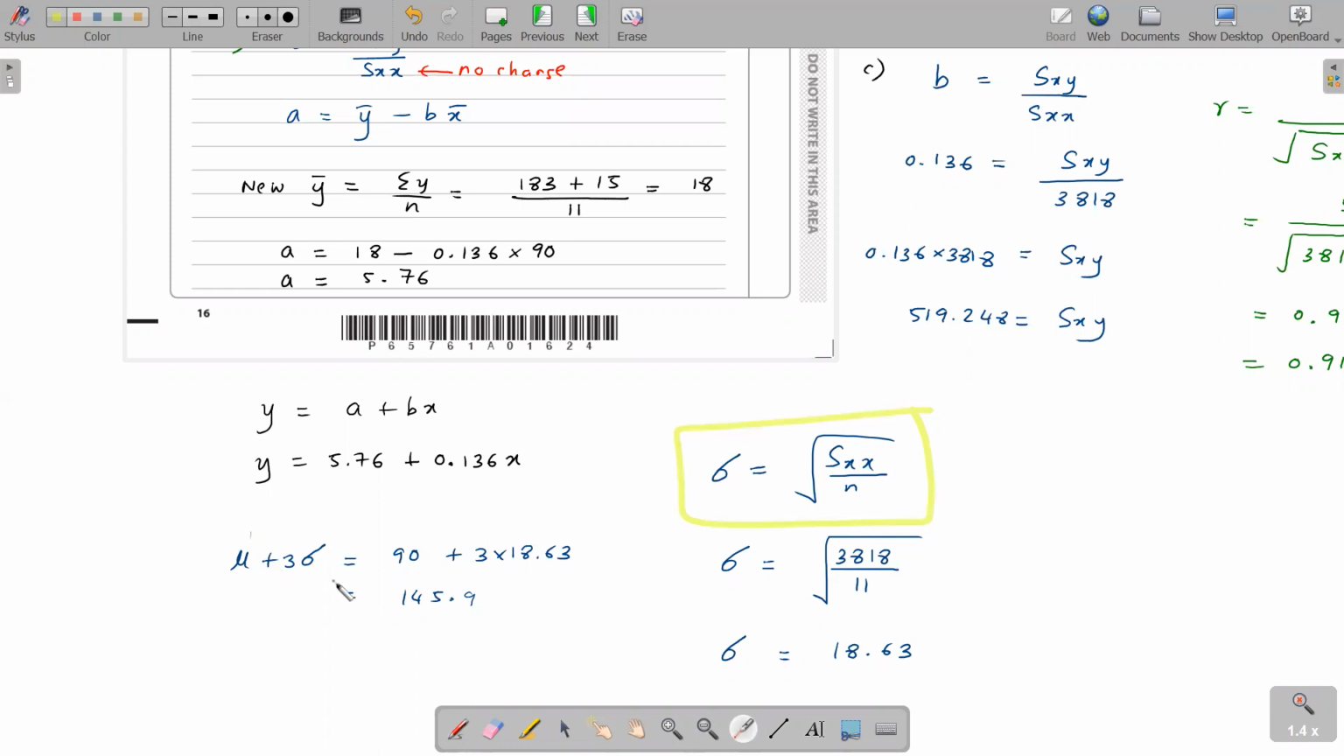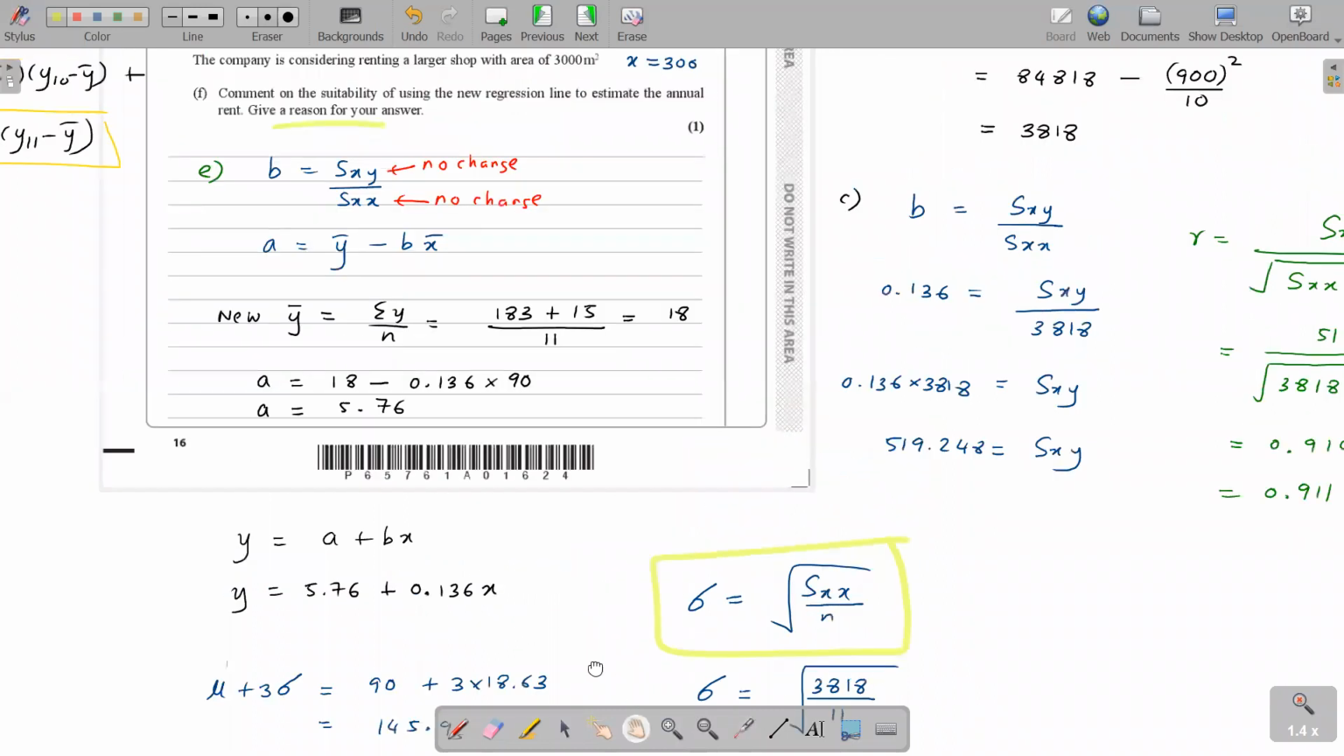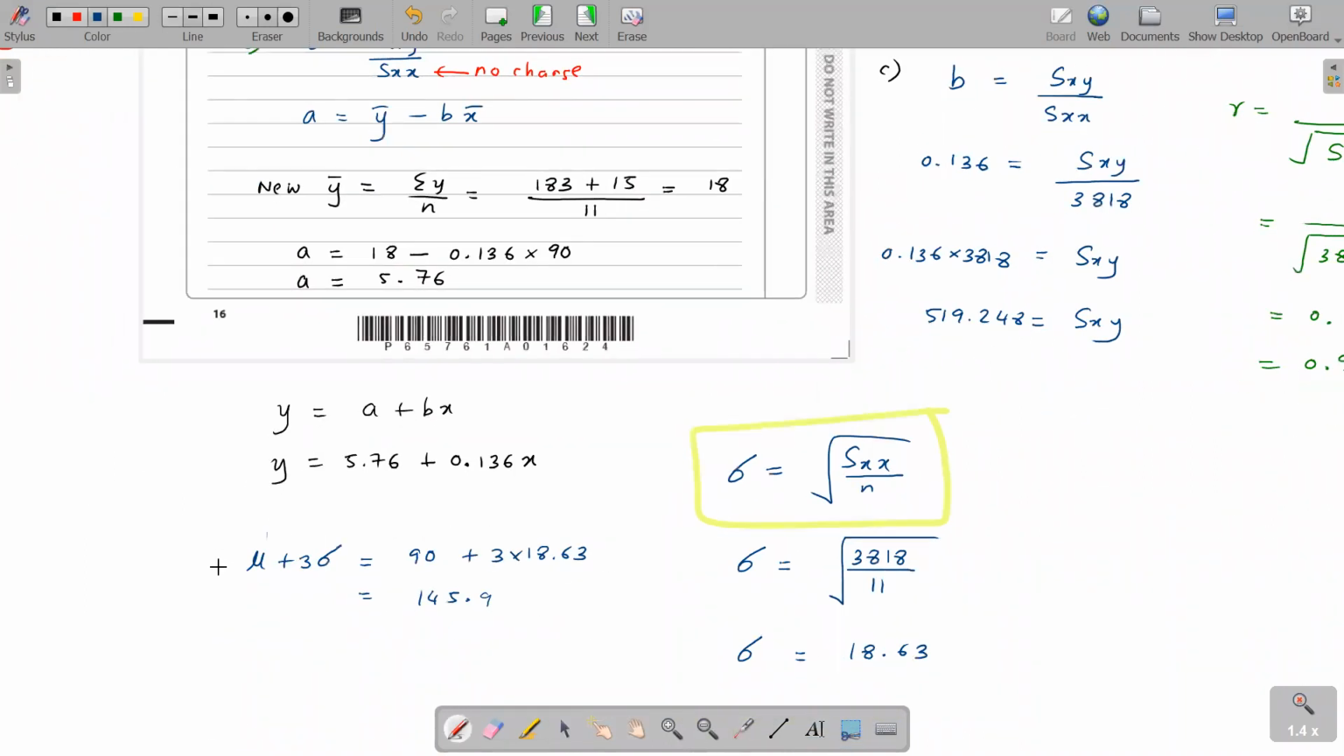So here, mu plus or minus 3 sigma is the tolerance interval, what we consider as the limits. Any x value that jumps outside these limits is outside the range. You can get mu plus 3 sigma is 145.9, and our x value is 300, which is definitely outside the range. However, this is just a 1 mark question, so you can simply say that x equals 300 is outside the range.